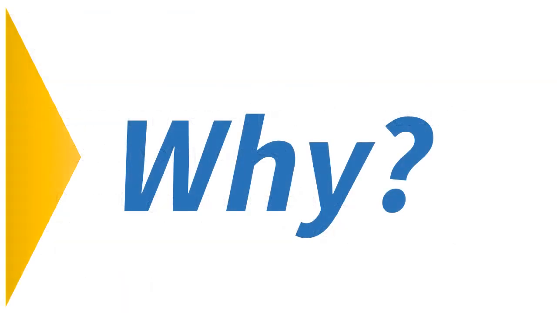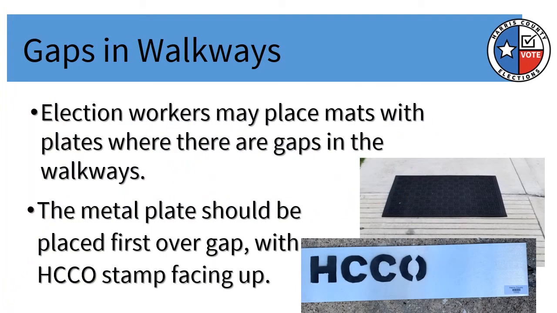As you go through your checklist, it may not be clear why you must implement some of the remedies. The following are examples of temporary remedies and why they are required throughout the voting period. Gaps in walkways. Depending on the requirements in your location's checklist, election workers may place mats with metal plates where there are gaps in the walkways. The metal plate should be placed first over the gap and ensure that a Harris County stamp is facing up. Then place the rubber mat over the metal plate. If the metal plate rolls, shakes, or wobbles, the judge must remove the plate and just use the mat.